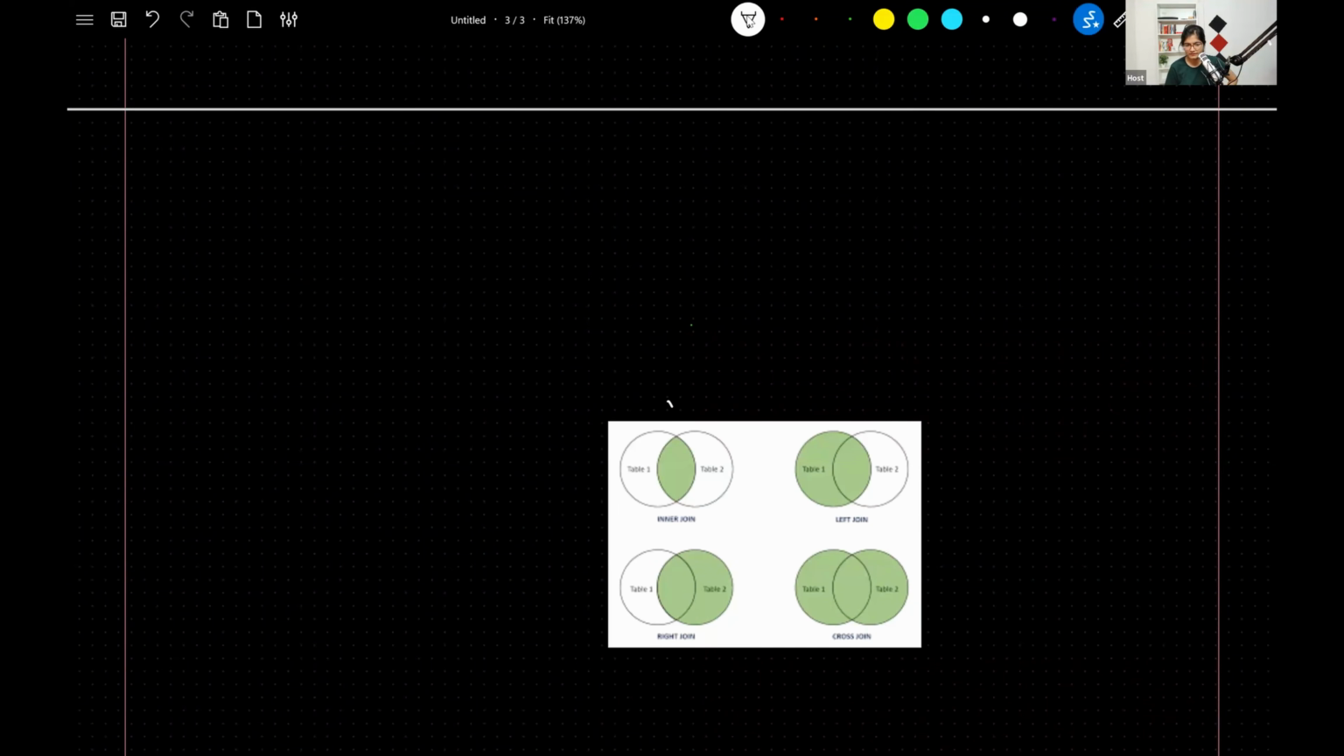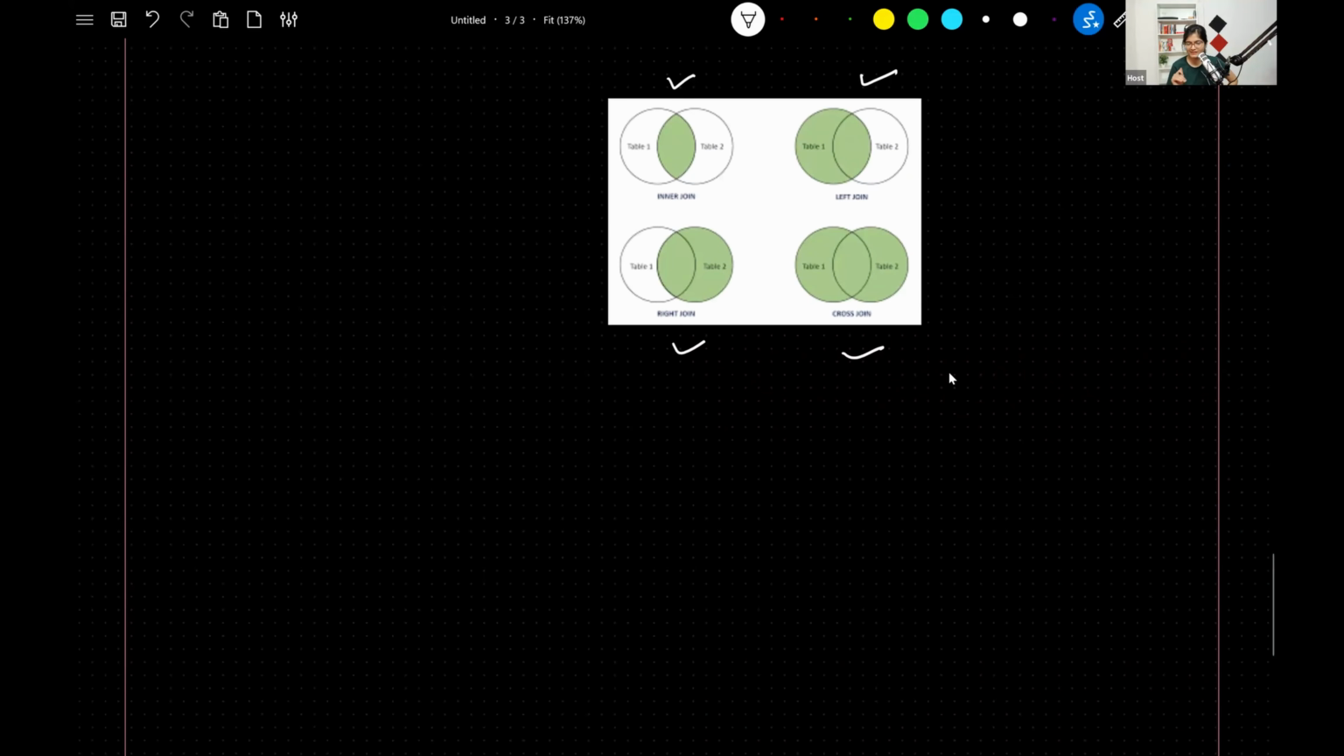You can see, right? There are four particular things available in one picture. So let's try to study all of them one by one. First of all, the concept of inner join. I think I have already explained to you in the last session also.